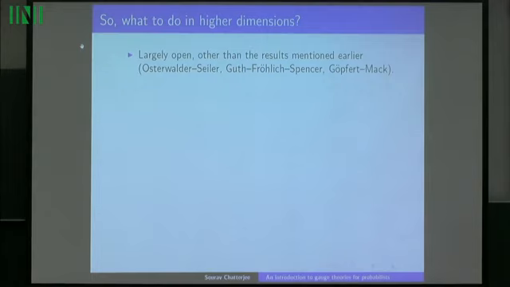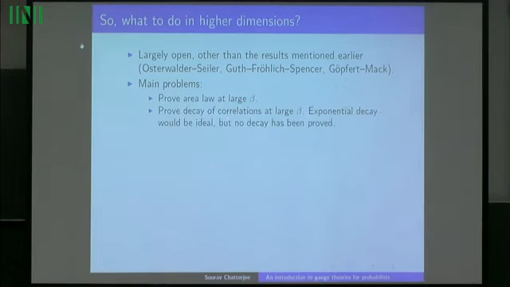Okay, so what do you do in higher dimensions? Mostly it's open other than these results. These are the main results that are available: Osterwalder-Seiler, Guth, Fröhlich-Spencer, and the Göpfert-Mack results that you have. And the main problems are: prove the area law at large beta, or prove decay of correlations at large beta. Exponential decay would be what people really want to show, but I don't think any decay has been proved at large beta.